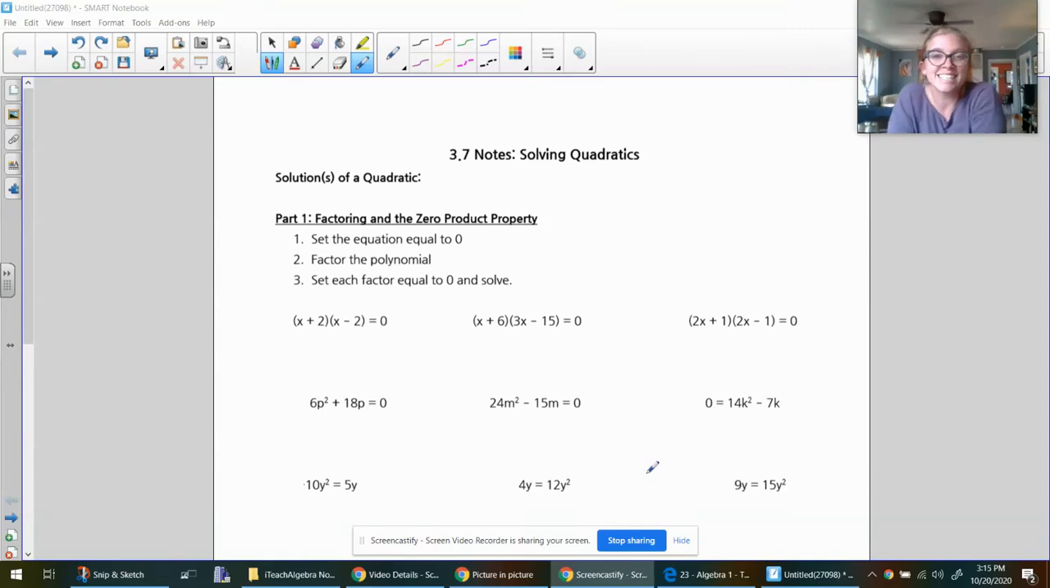Everybody, it's Miss Cooksey. Today we are going to be talking about how to solve quadratics. So solving quadratics is a really big idea, but we've actually talked about all of the skills that you need. So when we solve quadratics, we are looking for the solutions.